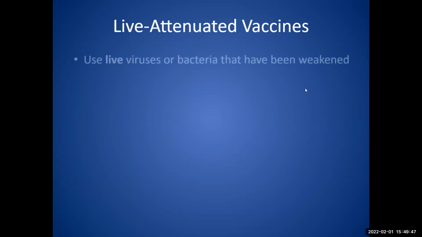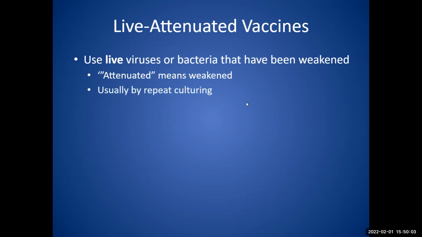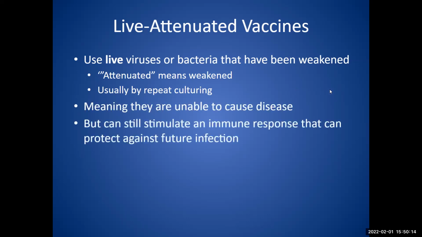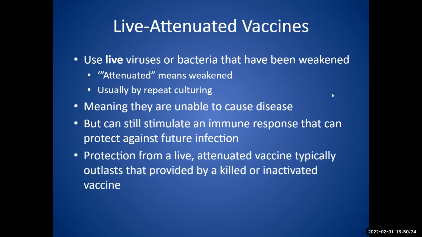So the live attenuated vaccines use live viruses or bacteria, but they have been weakened. Okay, so they're kind of diluted, and that's what attenuated means. It means that they've been weakened. So they're live, but weak. Okay, and this is done by repeatedly culturing the bacteria or virus. So it's rendering them unable to actually cause the disease, but it can still stimulate your immune response that can protect against future infection. Okay, so protection from a live attenuated vaccine lasts longer than those by a killed or inactivated vaccine. So they're more effective.